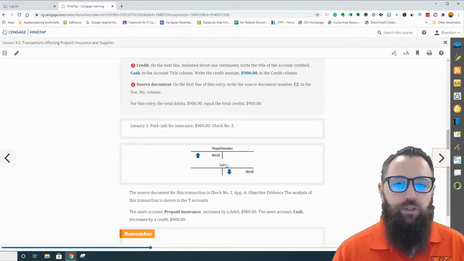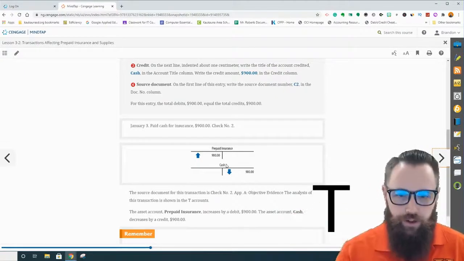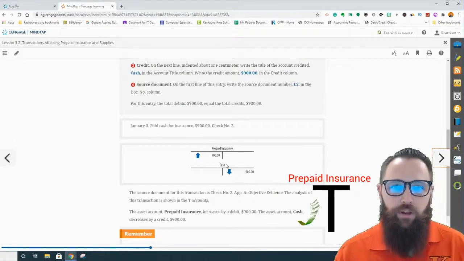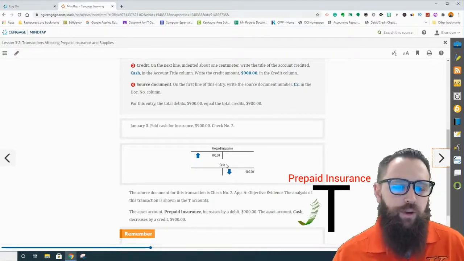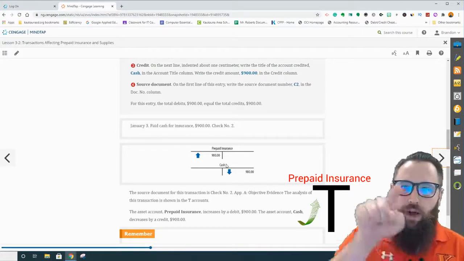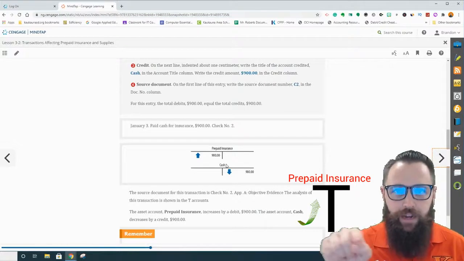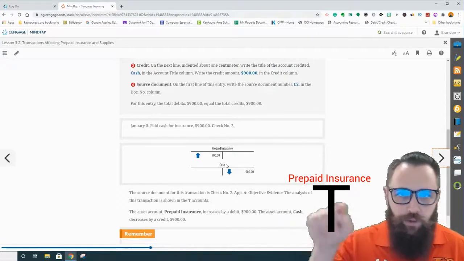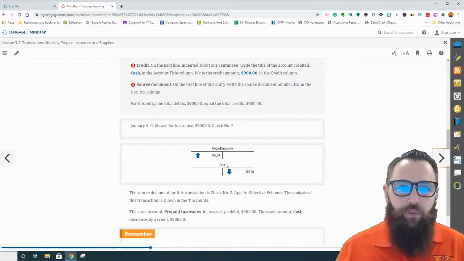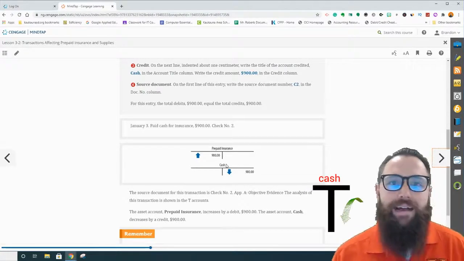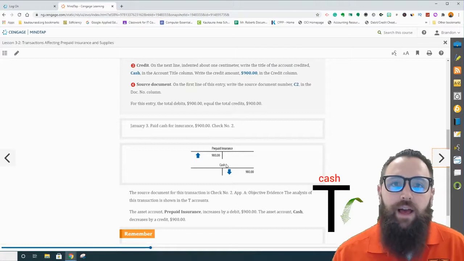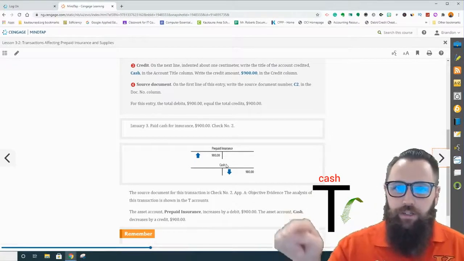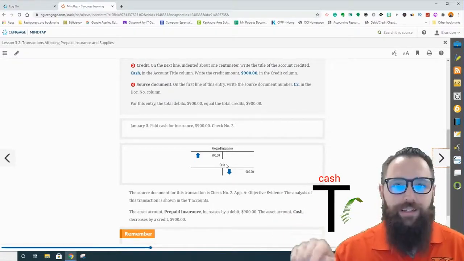So I really urge you, go ahead and write prepaid insurance on our T account, and then look at it and go, is prepaid insurance going up or down? Well, it's going up. It's an asset. So it's going to go up, and it's going to go up by $900. And then we're going to write out cash, right? And from there we go, okay, is cash going up or down? It's going down. And how do we decrease an asset? We're going to decrease it on the credit side.